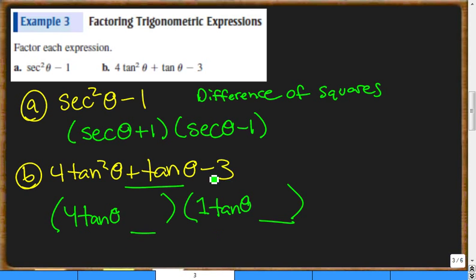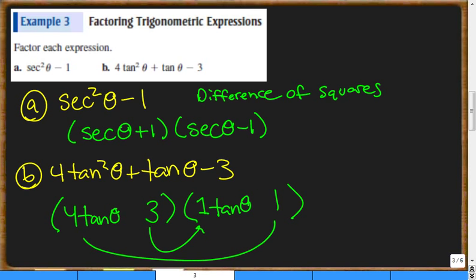But I need these two numbers to multiply to make negative 3. So one of them needs to be a 3 or a 1, and one of them needs to be a plus or a minus. Well, if I make this a 3, 3 times a 1 gives me 3, and a 1 times a 4 gives me 4. Well, if I'm adding, I can make those make 1 for me. And the way that I do that is by making this a positive 1, so this gives me a positive 4 tangent when I multiply this way, and this gives me a negative 3 tangent as I go that way. So this is how I would factor these in a situation like this, where you get 4 tangent minus 3 and tangent plus 1.